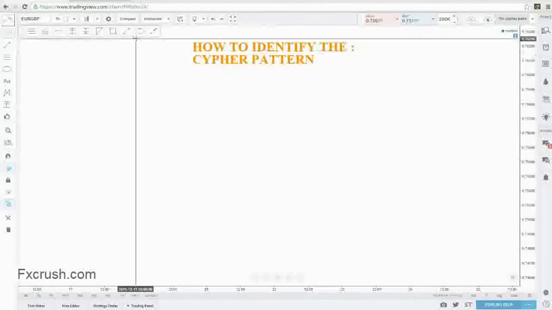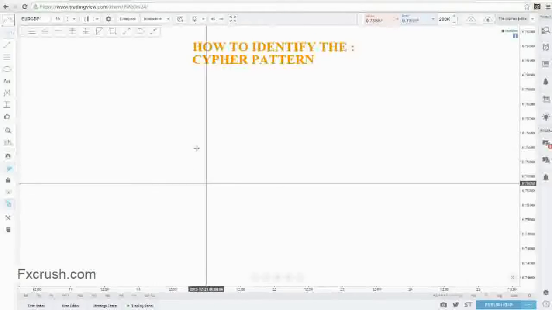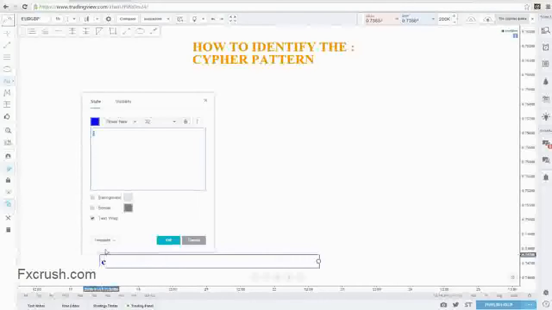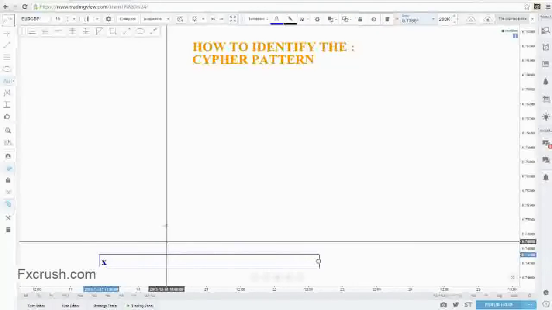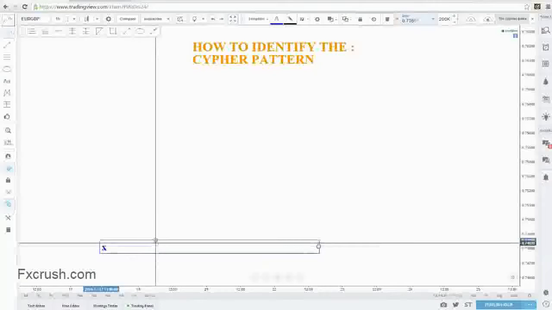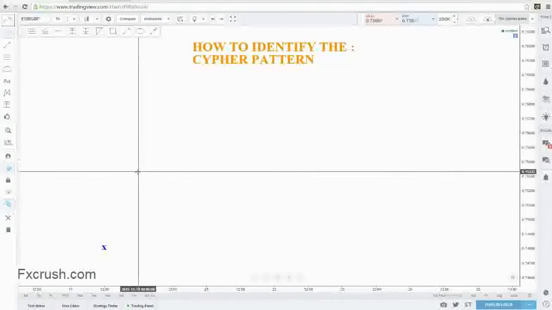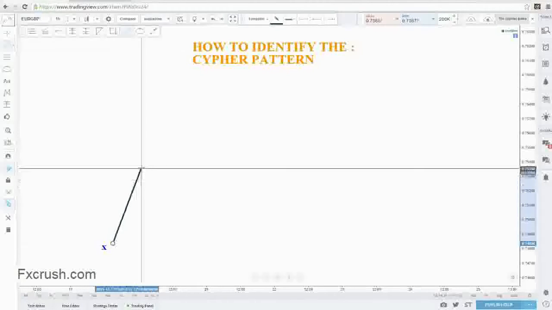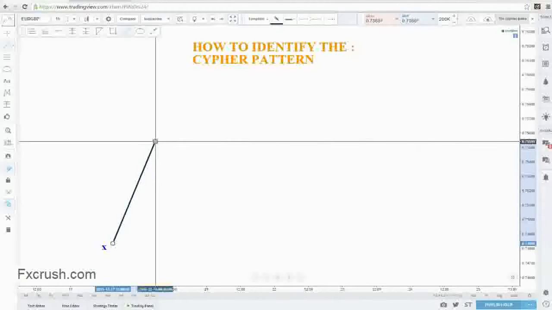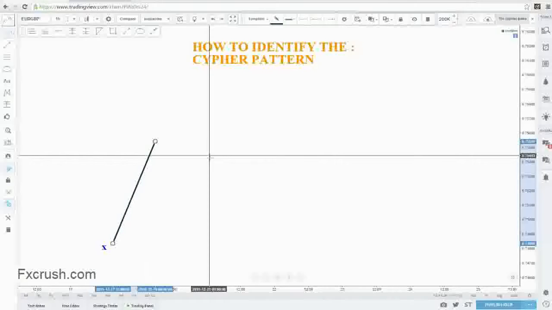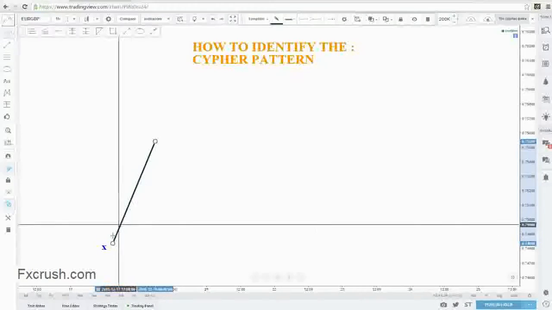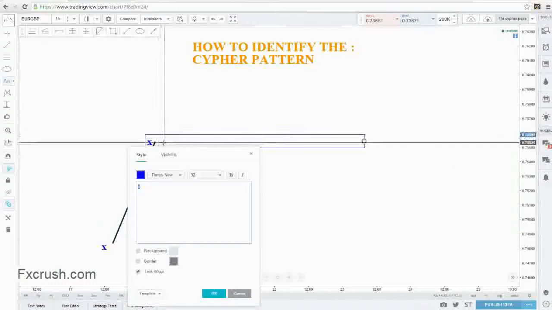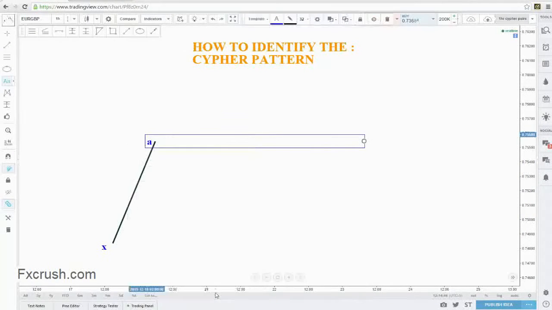Alright guys, so as with all of the other advanced patterns, the cipher pattern starts with an impulse leg, and the very first point of the move is called X. This is the X point. And the X to A leg of the move is an impulse leg, up or down. In this case we're drawing a bullish cipher pattern, so it's going to be a strong move to the upside. X up to A is your second point of the move.